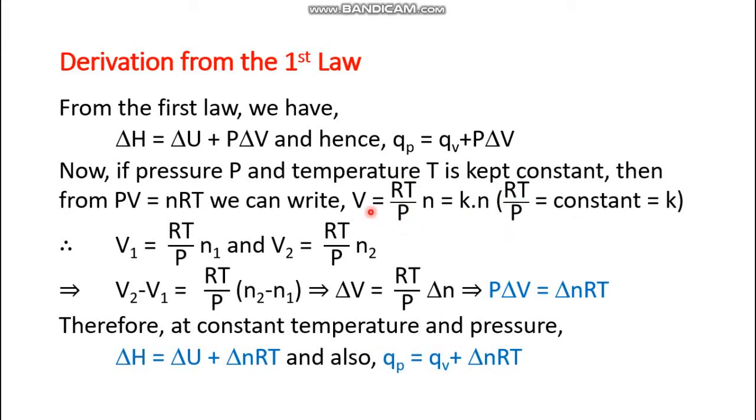Therefore V1 must be RT by P into n1 and V2 must be RT by P into n2. That means at two different numbers of moles, they have two different volumes. If there are n1 moles of gas and V1 is the volume, then at the same temperature and pressure, if the number of moles changes to n2, the changed volume would be V2. Therefore, if V2 is the final volume, the volume change V2 minus V1 must be RT by P into n2 minus n1. In that case, we can write delta V equals RT by P into delta n, where delta n is n2 minus n1. Therefore, in this equation, P delta V can be substituted by the term delta n RT.